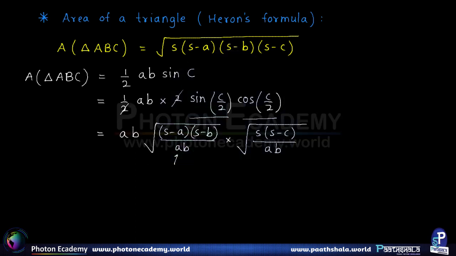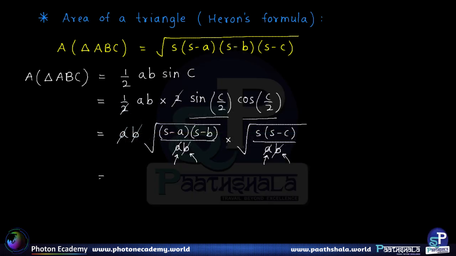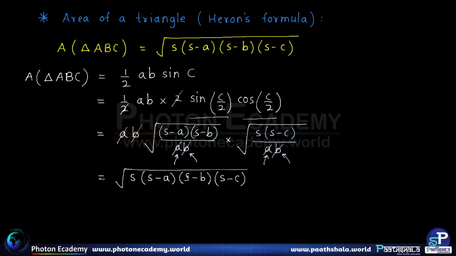So if you see, root a and root a gives us a and that gets cancelled with a. Similarly, root b and root b gives us b and that gets cancelled with b. So therefore, we have square root of s minus a into s minus b into square root of s into s minus c. So therefore, rearranging the terms inside the square root, we finally get s into s minus a into s minus b into s minus c inside the square root, which is nothing but Heron's formula. Now we will solve few examples based on these results.